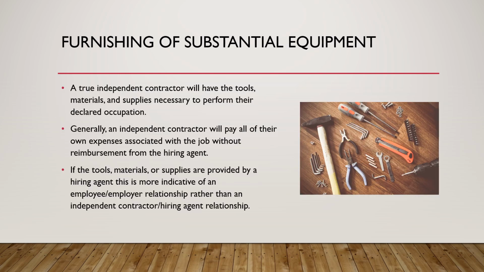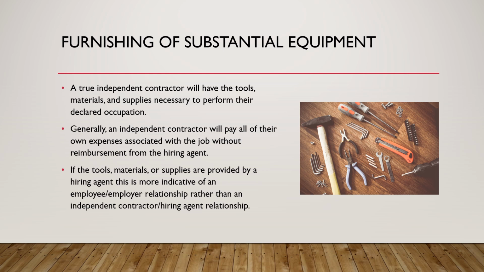Now to move on to furnishing of substantial materials or equipment. A true independent contractor will have the tools, materials, and supplies to perform their declared occupation. Generally, an independent contractor will pay all of their own expenses associated with the job without reimbursement from the hiring agent. If the tools, materials, or supplies are provided by a hiring agent, this is more indicative of an employee-employer relationship rather than that of an independent contractor hiring agent relationship.